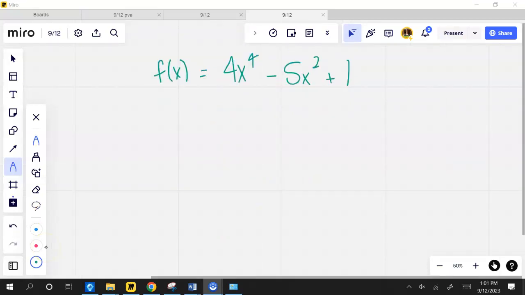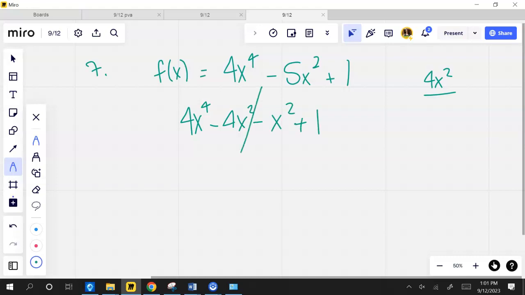I'm going to multiply the first and the last together. What two things multiply to 4x squared but add to negative 5x squared? Negative 4 and negative 1. Good job. What can you take out of the first two? 4x squared. What's left? Middle sign stays, can't take anything out, x squared minus 1.